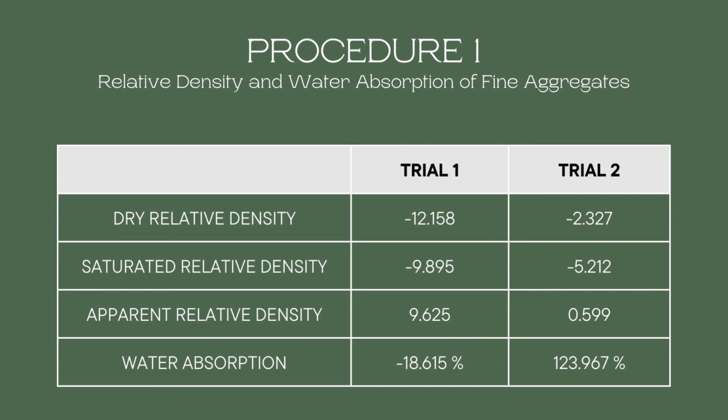The average values for the following are negative 7.2425, negative 7.5535, 4.5113, and 52.676%, in the same order.